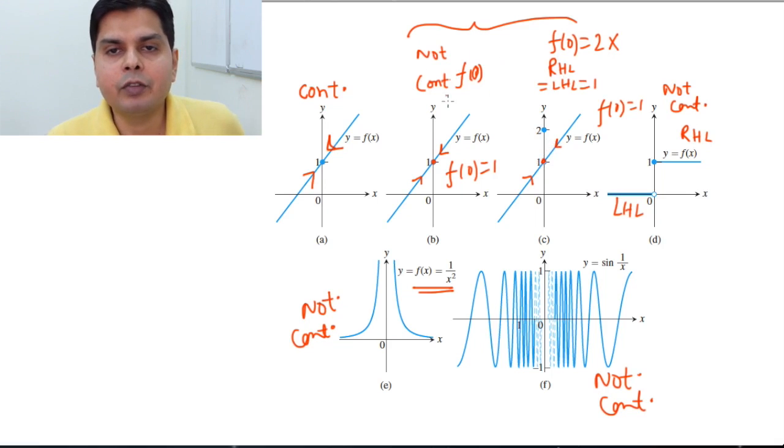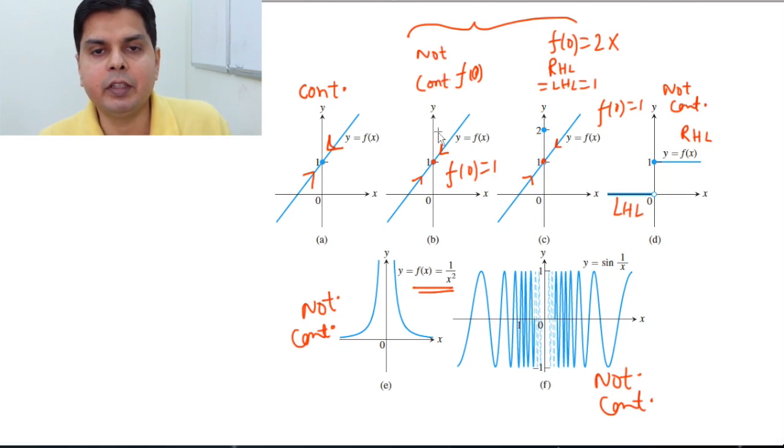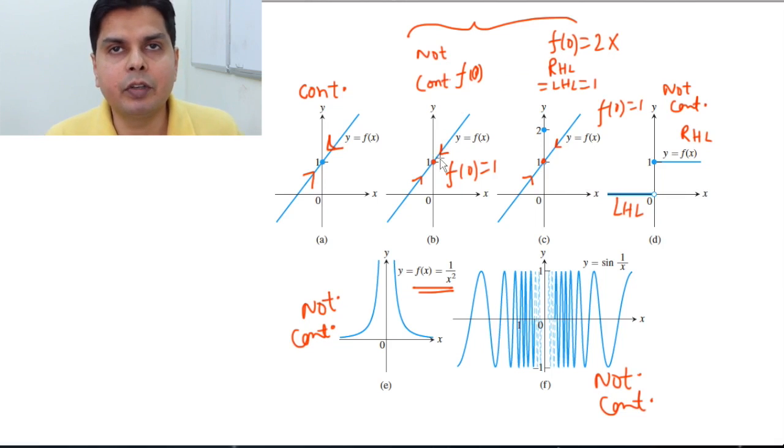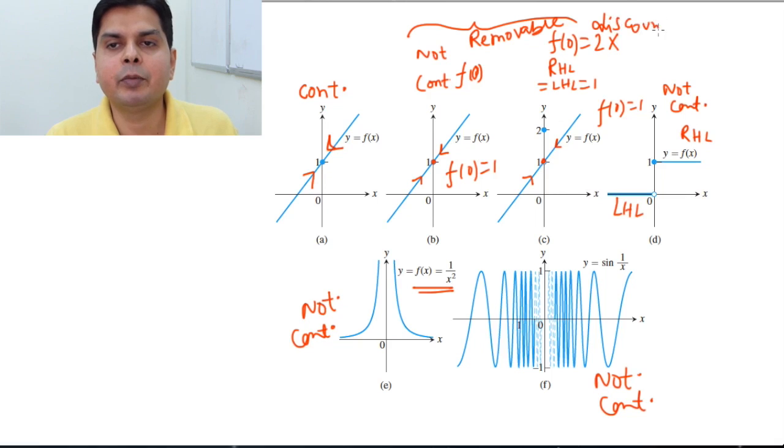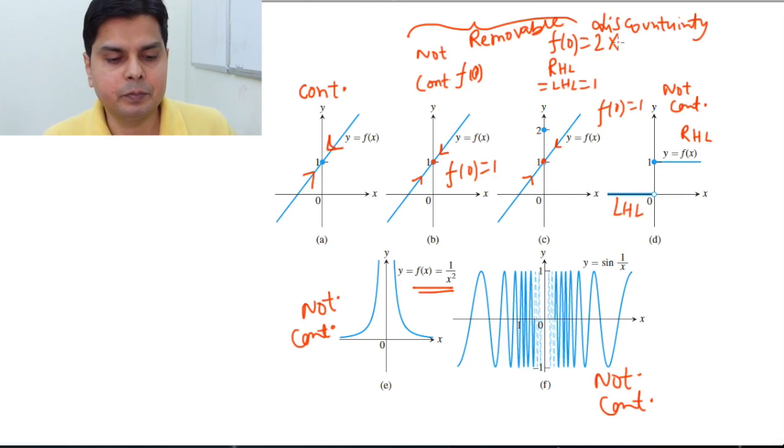So these kinds of discontinuities, basically they are discontinuous functions, but the discontinuity can be removed by defining the function in a suitable way. So such discontinuities are called removable, because they can be removed. So I will call them removable discontinuity, because they can be removed by suitably defining your function.